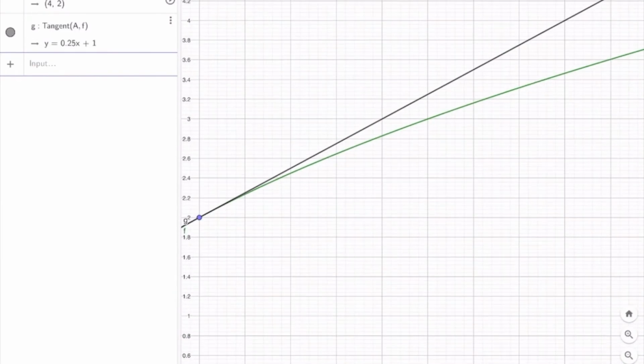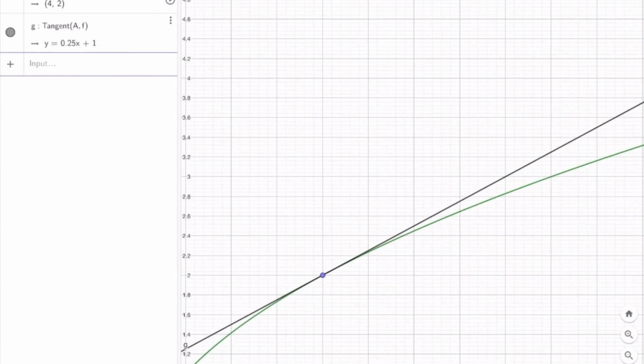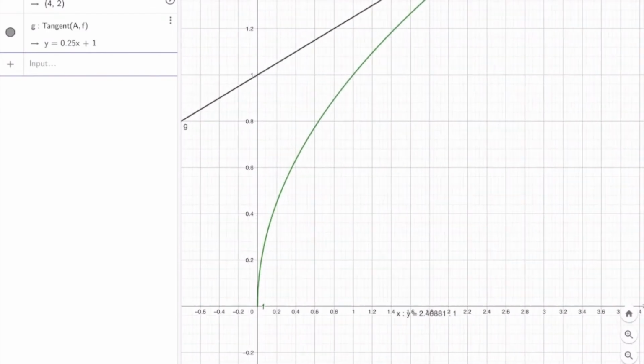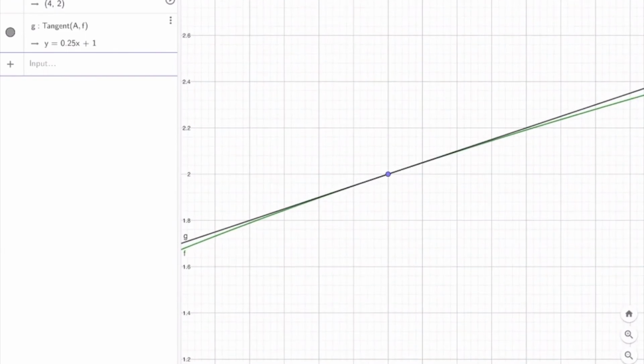As I get closer and closer here, and bear with me while I get a better view. Look at this. At values really, really close, that is values really close to this point, you notice the tangent line in black looks really, really similar to my function in green. So the tangent line is actually a really good approximation of a function at a point.